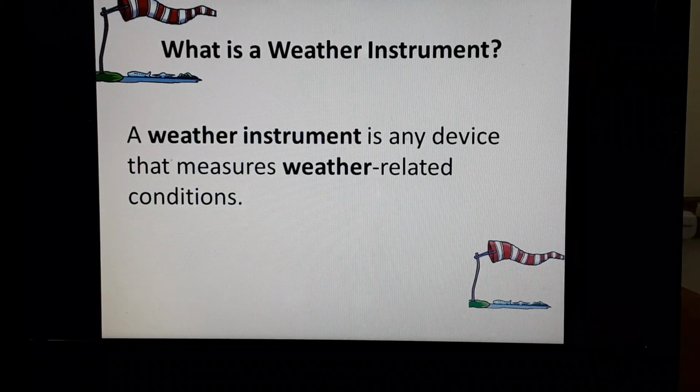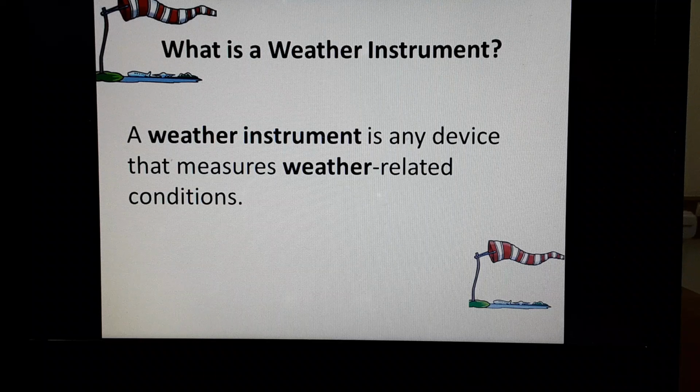A weather instrument is any device that measures weather-related conditions. Will it rain? Are we going to have a sunny day? Are we going to have a cloudy day? Or are we going to have fine weather? Because of these people who studied the weather, we can find out if we can go out or play, or can we go somewhere else to visit the groceries, to go to school, or to go anywhere we want.